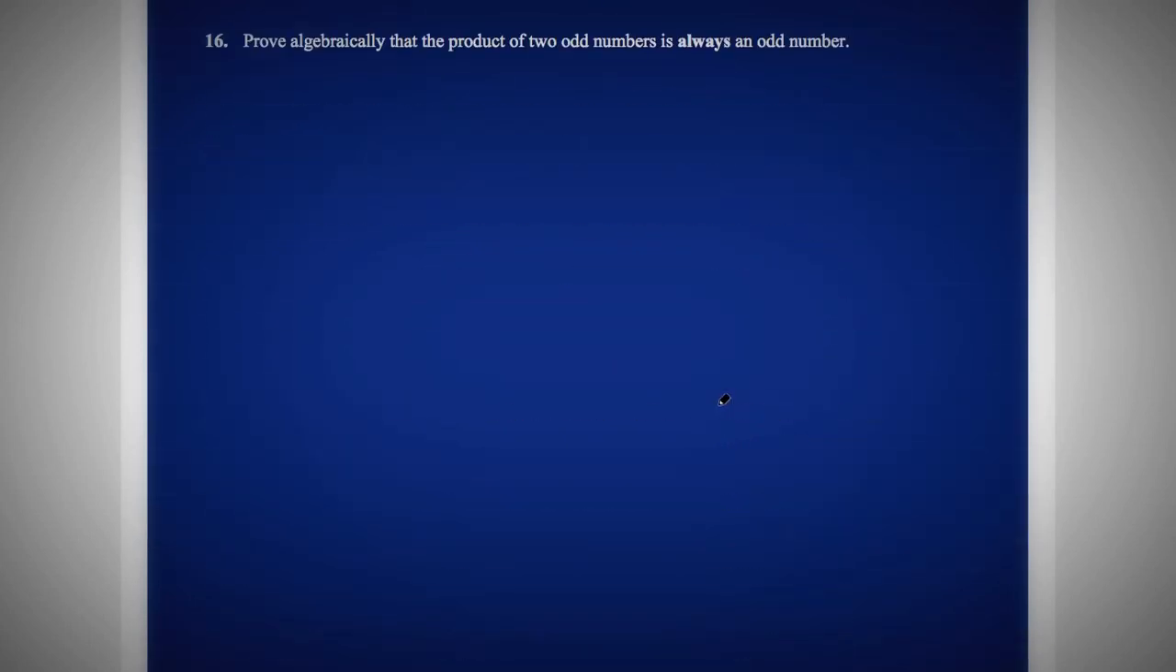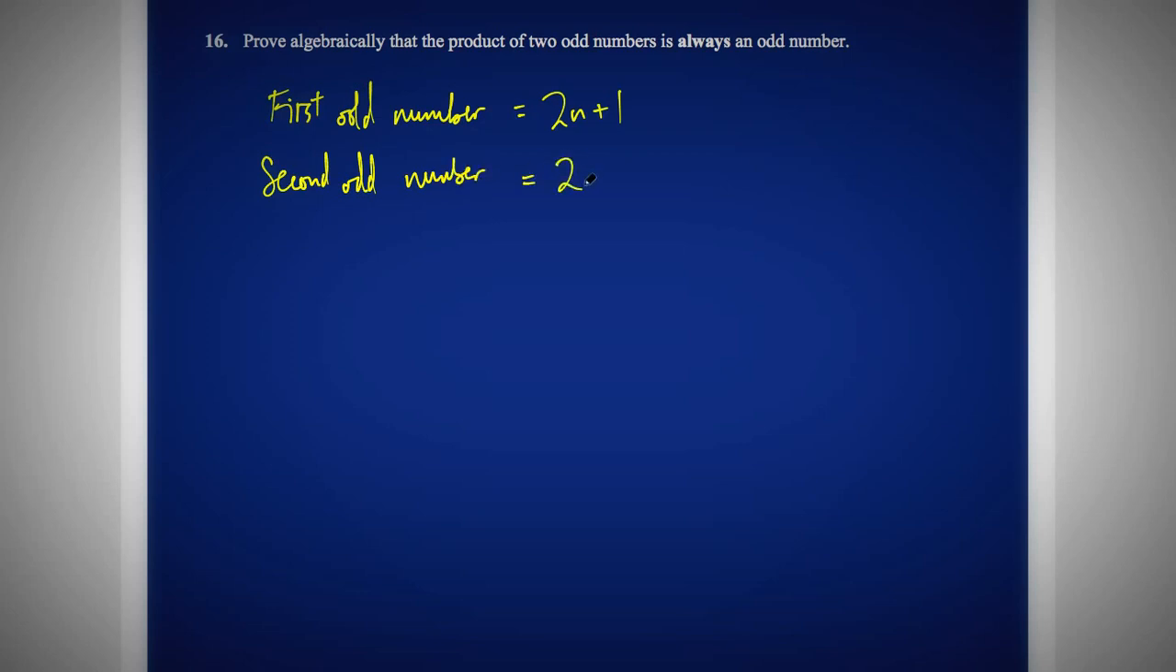16. Prove algebraically that the product of two odd numbers is always an odd number. So let my first odd number, we have to know how to set these up. First odd number, I need to show that it's an even number plus 1, so that's 2n plus 1. Second odd number, different variable, 2m plus 1, because it's a completely unrelated odd number to the first one, because they're not consecutive odd numbers, they're just two random odd numbers.